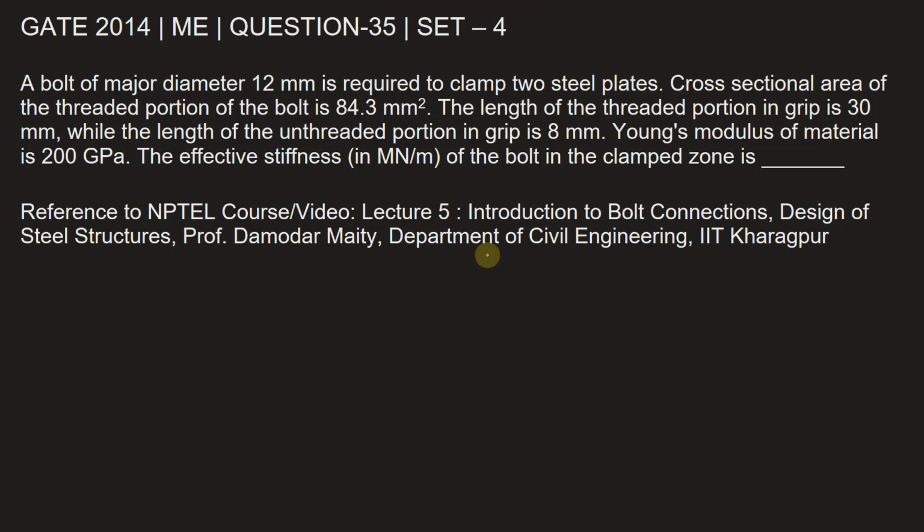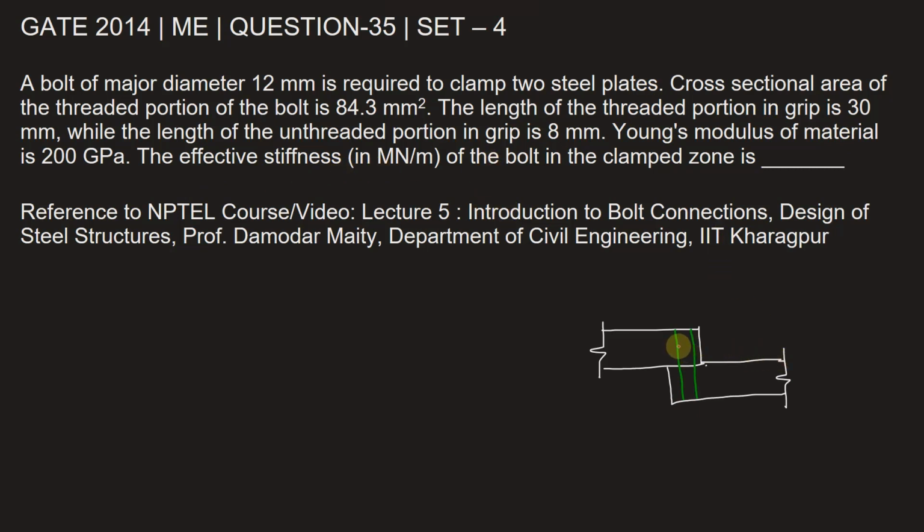Let's understand this situation better by a diagram and also note the given things there. If these are the two plates to be clamped by this bolt, we have this bolt going across it like this. Thickness of the plates is not given and it's not required also. Now, the threaded portion has a grip of 30 mm while the unthreaded has a grip of 8 mm.